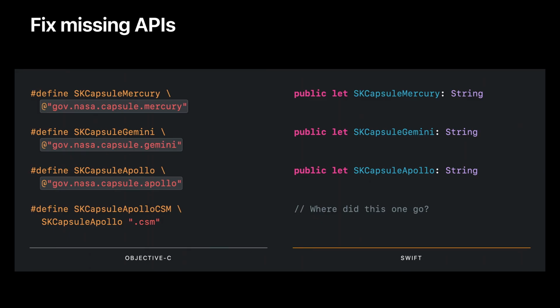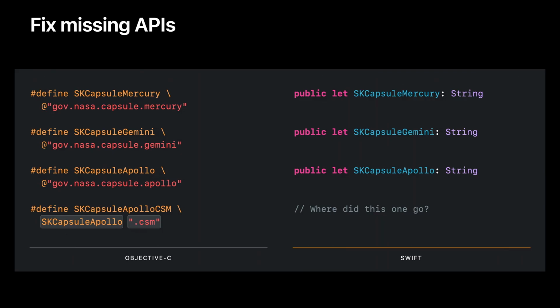The first three SKCapsule macros fit one of the patterns Swift recognizes, a single string literal, so Swift imports them as constants. But the fourth macro substitutes in another macro, then concatenates a string literal to it. Swift doesn't fully understand how macro substitution could interact with other Objective-C features. So it allows you to name another macro or have other things in the macro, but not both. Since Swift doesn't recognize the pattern of code, it skips this macro and moves on.